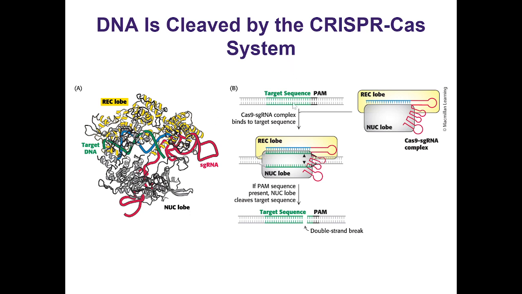Okay, so here we have the target sequence right there. Right there's the PAM. So right here we have the rec lobe, and it has right here the nuc lobe, and this is the Cas9 with the sgRNA complex. Again, the Cas9 being this part, the yellow and gray. The sgRNA is this part right here. This is the portion that will actually match up.